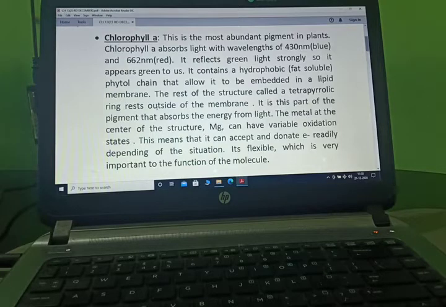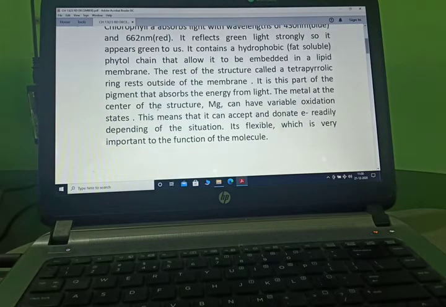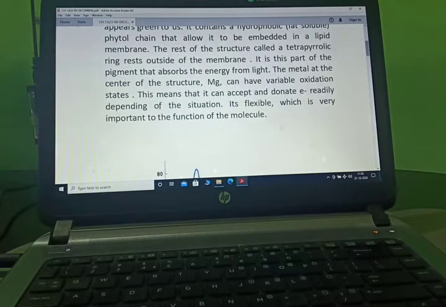It contains a hydrophobic, that is fat soluble, phytol chain that allows it to be embedded in a lipid membrane. The rest of the structure is called a tetrapyrrolic ring, raised outside the membrane, and it is this part of the pigment that absorbs the energy from light.